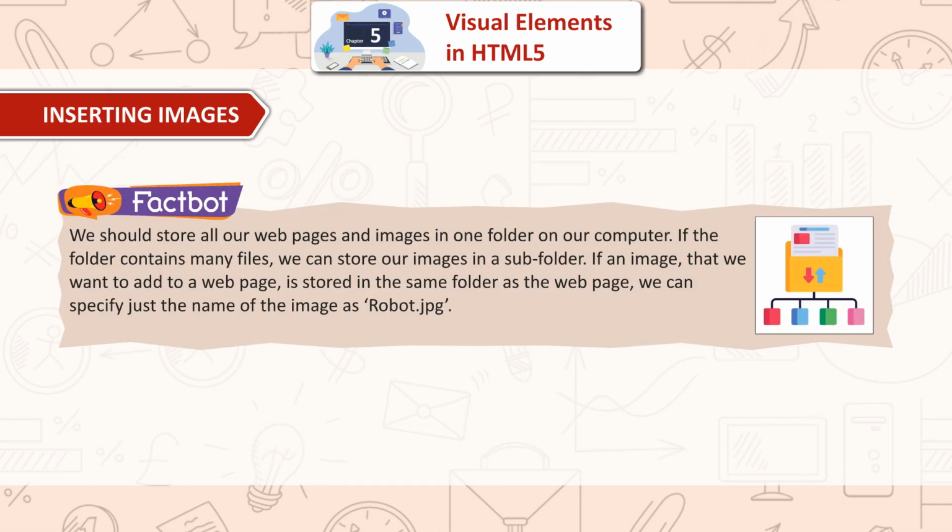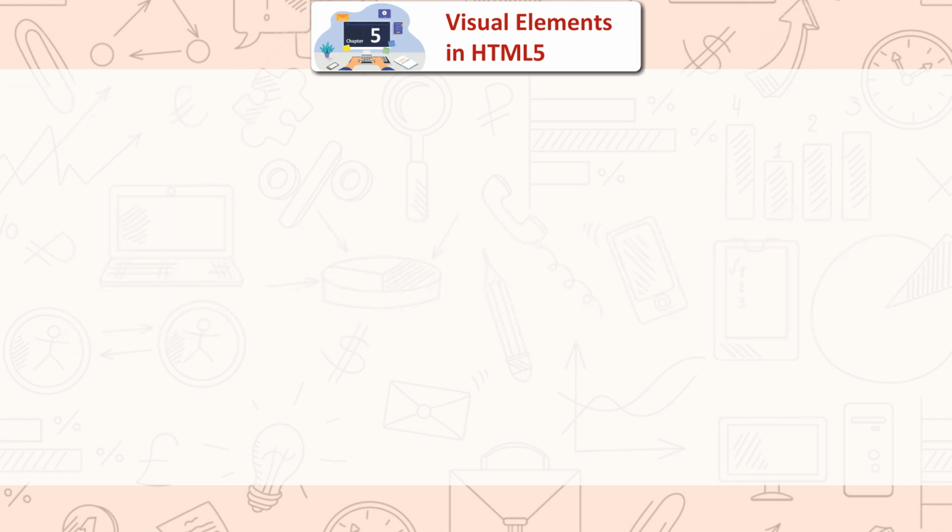Factbot. We should store all our web pages and images in one folder on our computer. If the folder contains many files, we can store our images in a subfolder. If an image that we want to add to a web page is stored in the same folder as the web page, we can specify just the name of the image as robot.jpg.